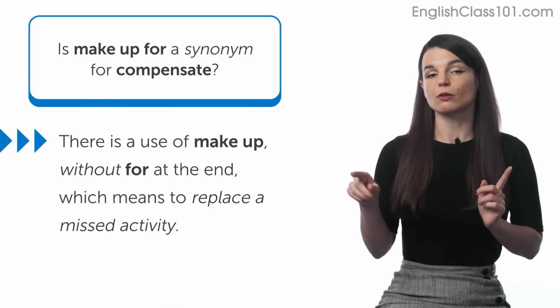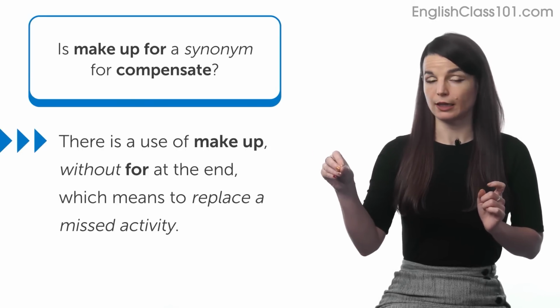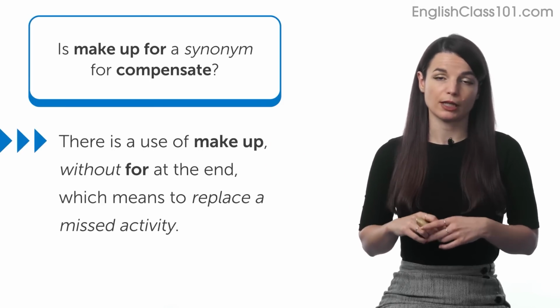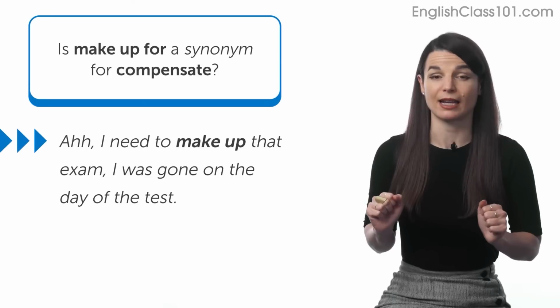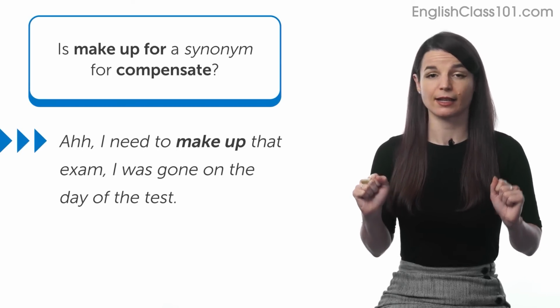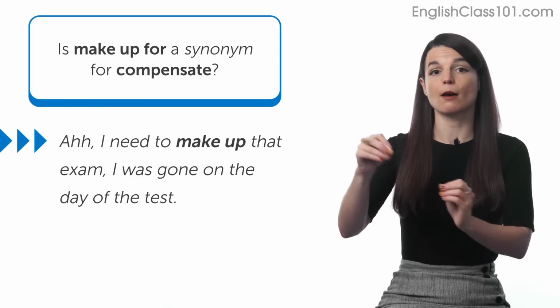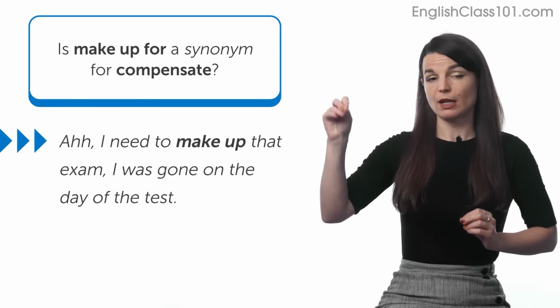There is, however, the use of make up without for at the end, which means to replace a missed activity. So for example, in school, you might say, I need to make up that exam. I was gone on the day of the test. It means I missed that test. I need to do it at another time. So to make up something can mean to do something that you missed.